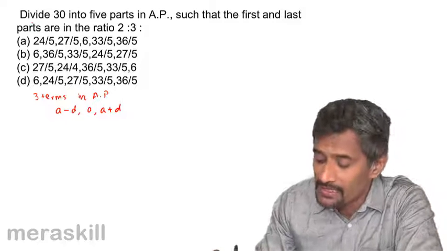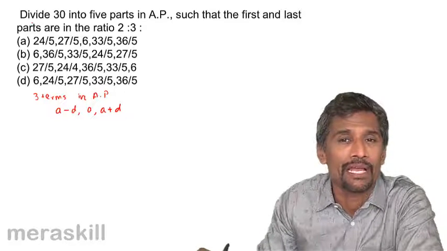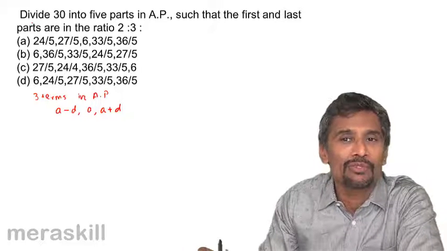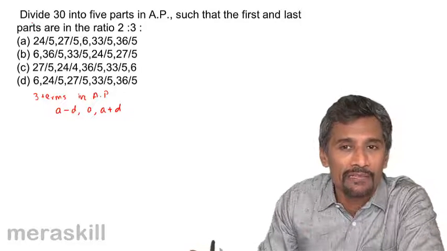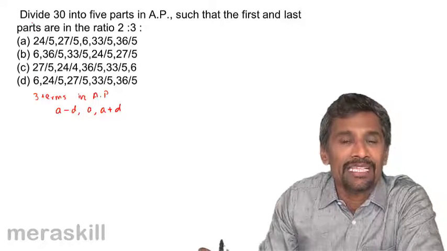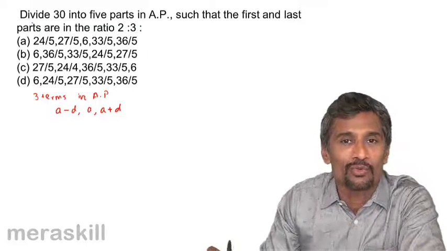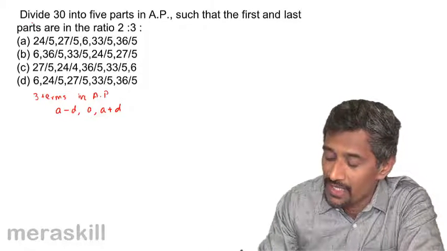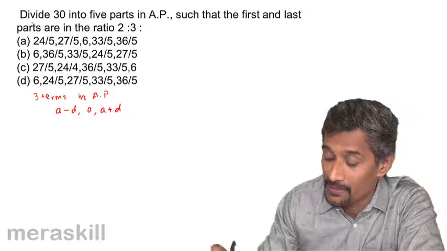So it helps, instead of taking them as x, y, and z, we take them as a minus d, a, and a plus d. Just as when you take 3 consecutive natural numbers, we don't take them as a, b, and c. We take them as x, x plus 1, and x plus 2, so that there is only one variable involved. In much the same way we can take a minus d, a, a plus d.